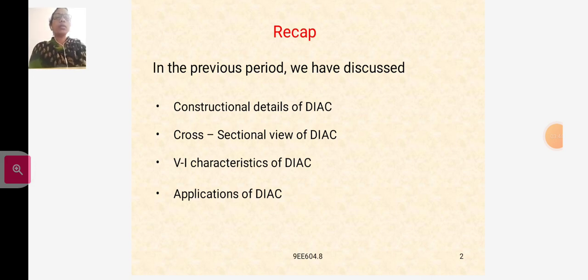This diac is used as a triggering device for triac and in light dimming circuits. It is also used in heat controlling circuits and in universal motor speed controls. Here also the VI characteristics are the same as SCR, but it conducts in reverse bias also. So this is the brief discussion about the diac.